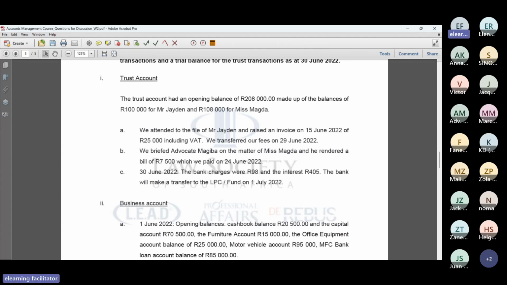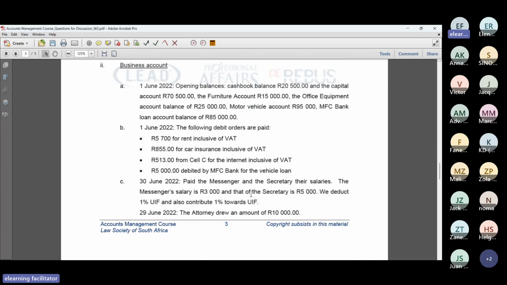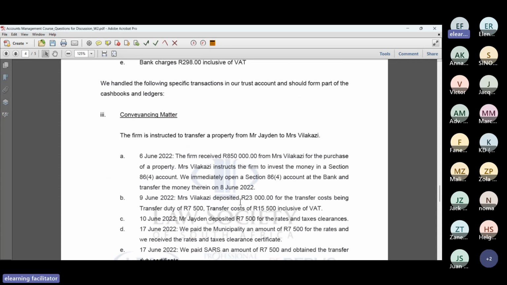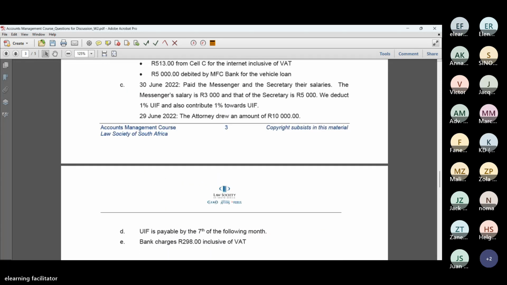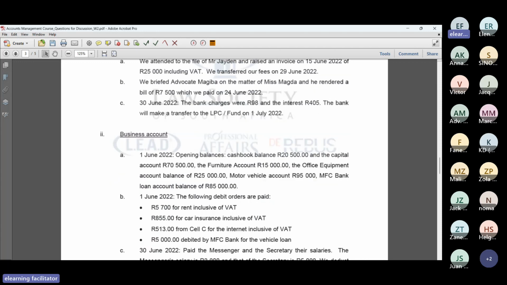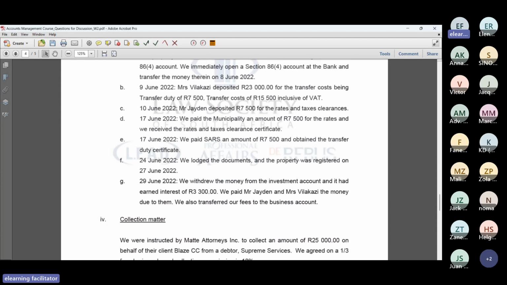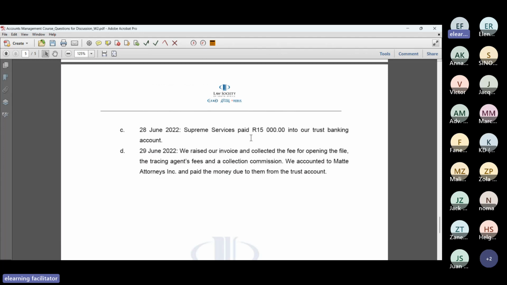On 30 June, we've got bank charges. Okay, so those are our trust transactions. And then we are also given business transactions, which we'll go through when we are working out. Besides that, these are general transactions that we have. Then we have a conveyancing matter that our firm is attending to, has attended to. For that conveyancing matter, we will need to attend to it, record it, and make sure that it's complete. And then we also have a collection matter, and we need to record that collection matter.